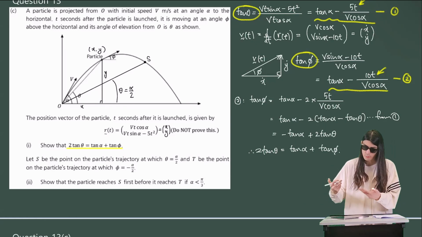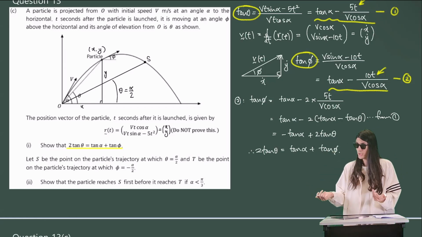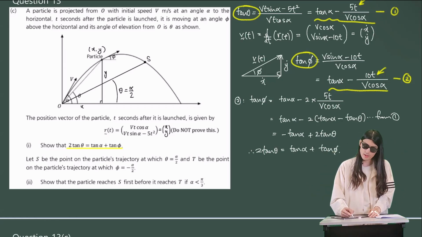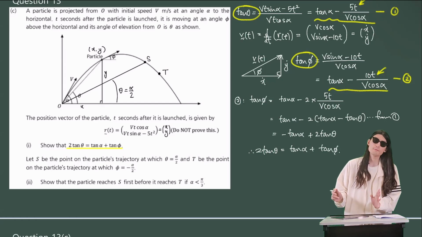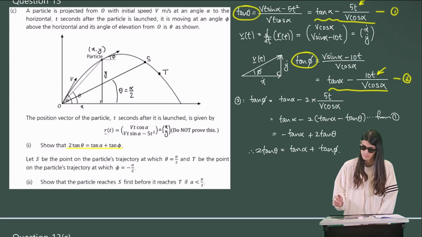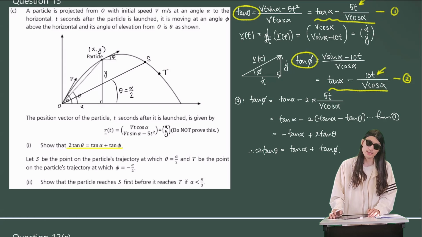Okay, and likewise, point T is just somewhere on the trajectory, right? Point T could be after point S or it could be before point S. We don't know, but point T is also somewhere on the trajectory. And at point T, angle phi is equal to negative alpha on 2. And your job in the question is to show that particle reaches S before it reaches T if alpha, the launch angle, is less than pi on 3. And listen carefully to how I interpret reaching S before it reaches T.